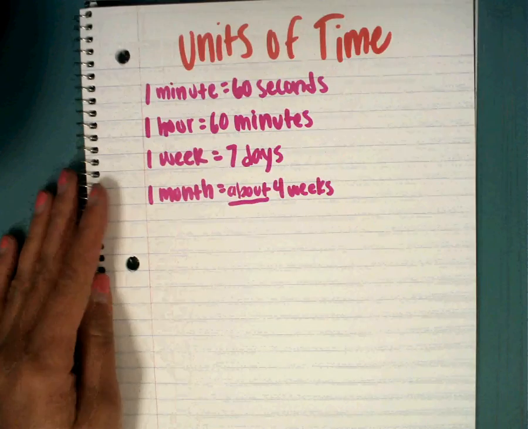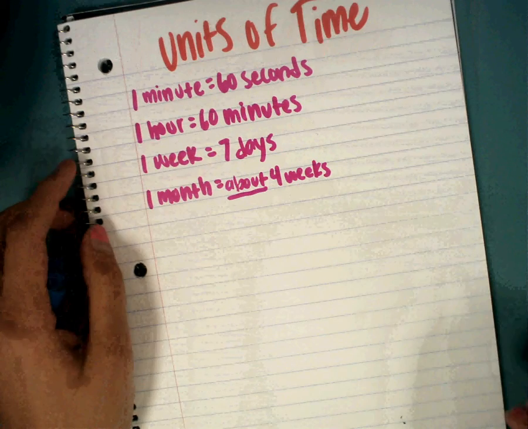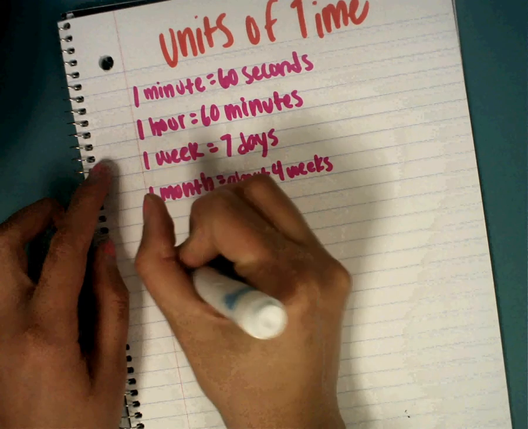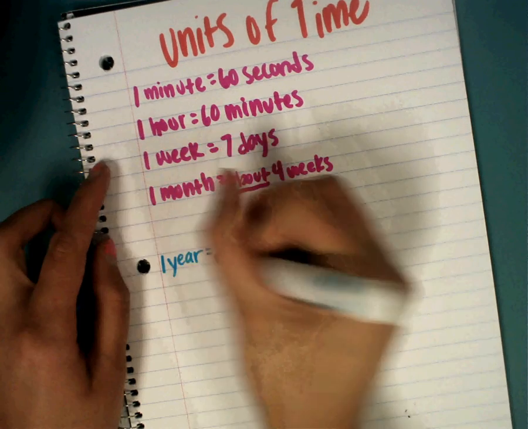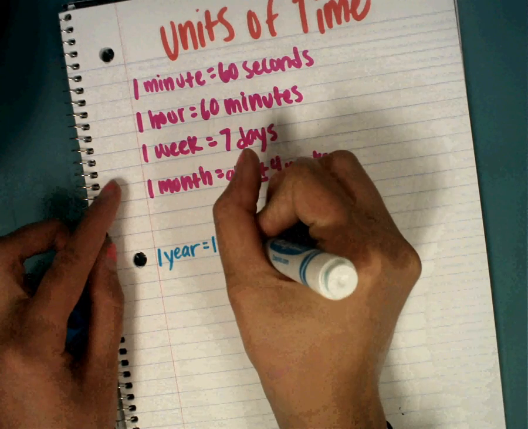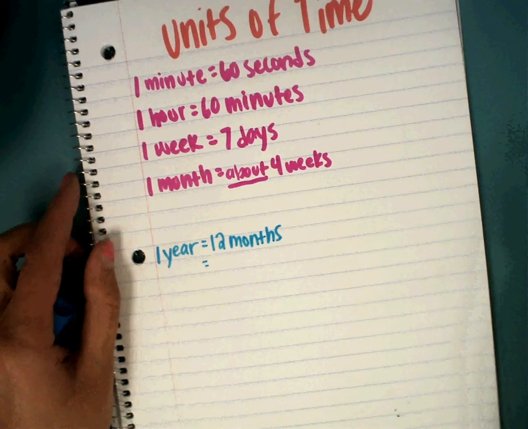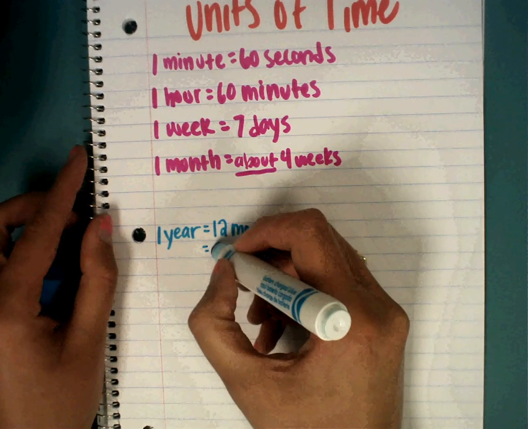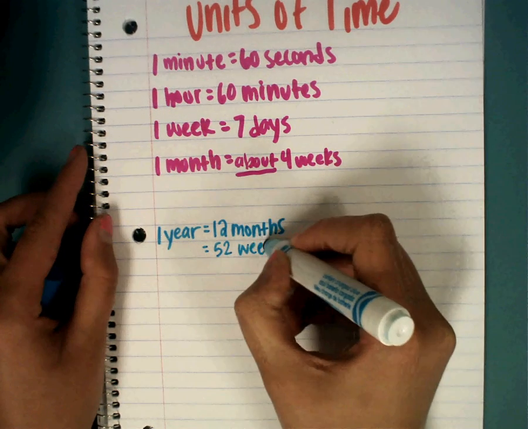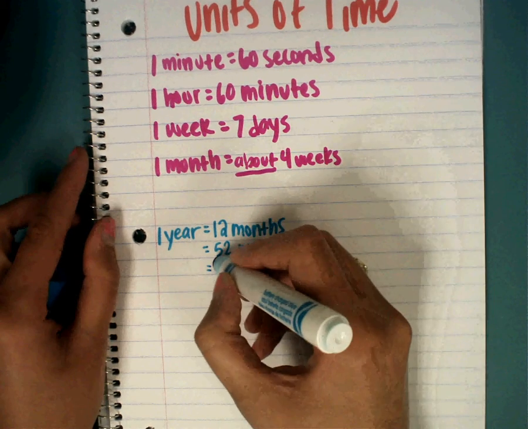So let's go ahead and get into the next set, which would be that it's about a year, right? So 1 year equals several things. It can equal, and these all are equal to a year, right? 12 months. 1 year is also equal to how many weeks? 52 weeks. And a year is equal to how many days? 365 days.